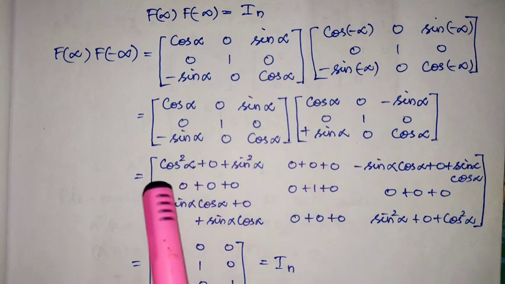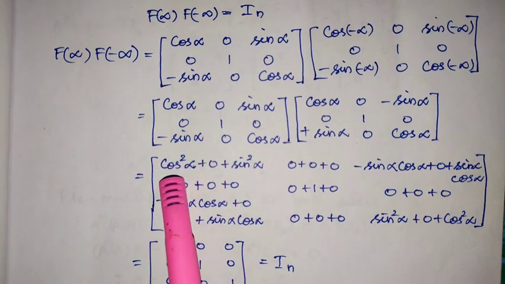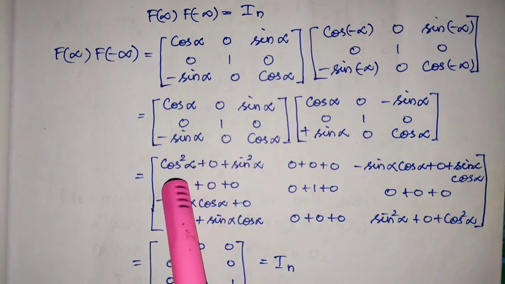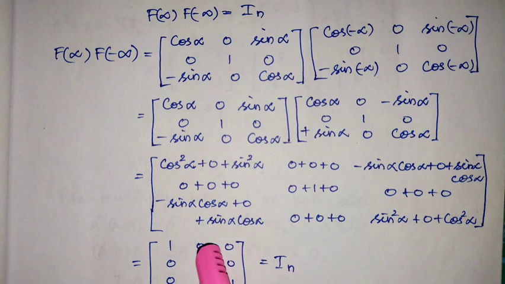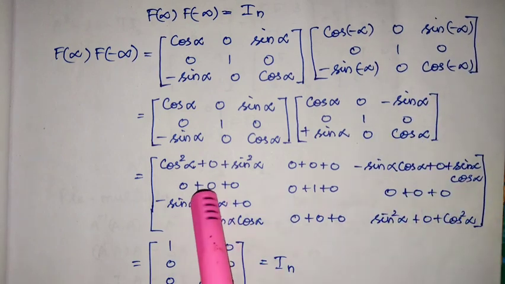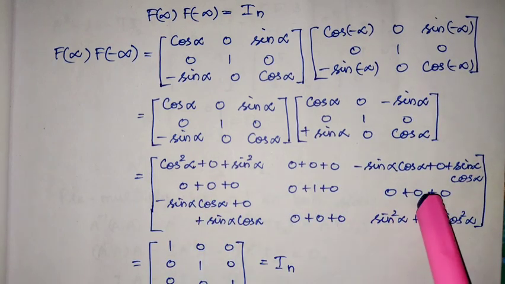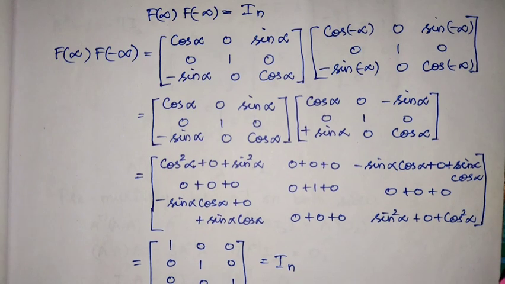We know that sin square theta plus cos square theta is 1, isn't it? We learned in 10th standard also. Sin square theta plus cos square theta is 1. So sin square alpha plus cos square alpha is 1. This is 0. Here it is cancelled. Here it is 0. This is 1. And here again it is 0.